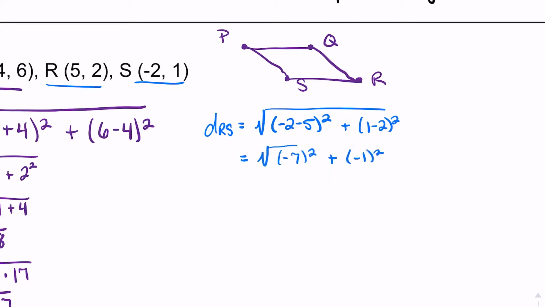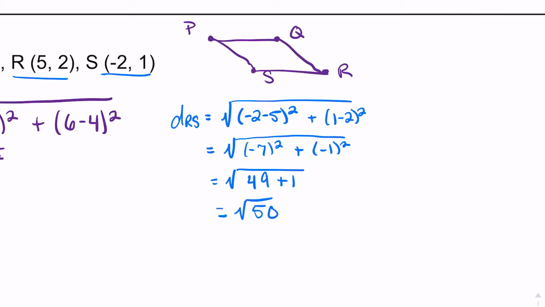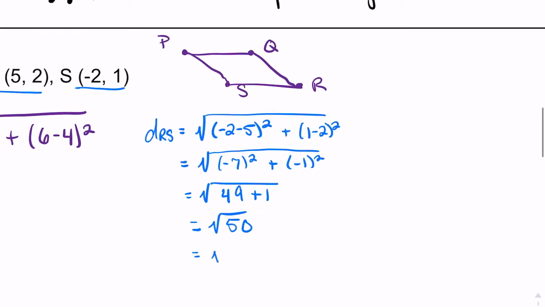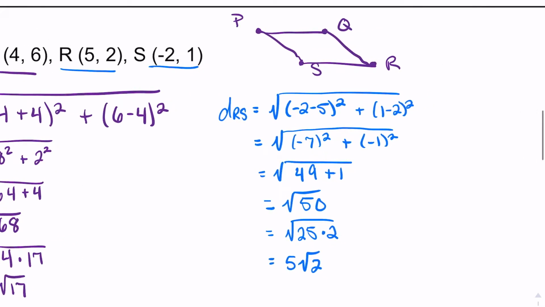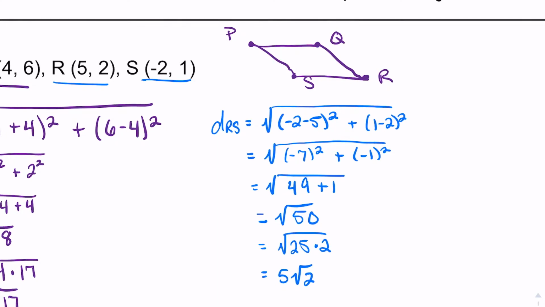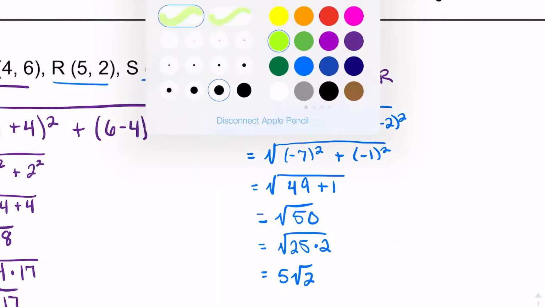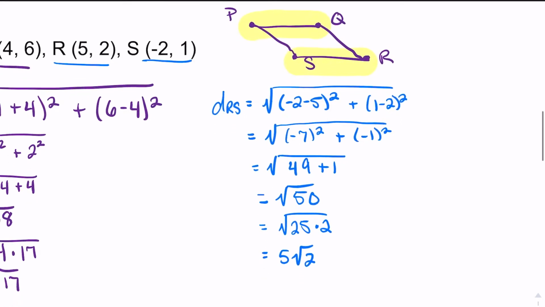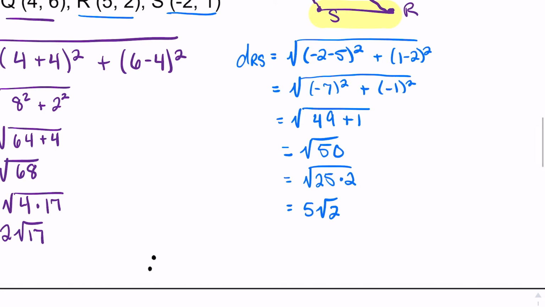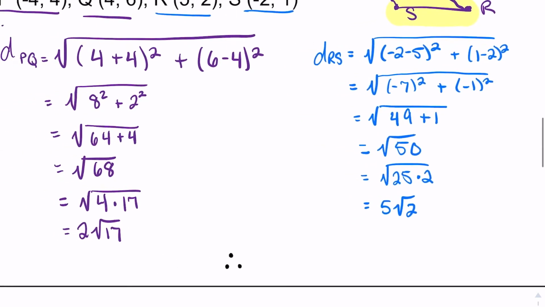Simplifying, we get that it's the square root of 50, which we can simplify a little bit. That's 25 times 2, or 5 root 2. All right, so we got that the top is 2 root 17 for the distance, and the bottom is 5 root 2 as a distance. So already we can see that the top and the bottom of our quadrilateral are not the same. So if the top and bottom are not congruent, then this cannot be a parallelogram, regardless of the left and right. So we have a little bit of a shortcut.